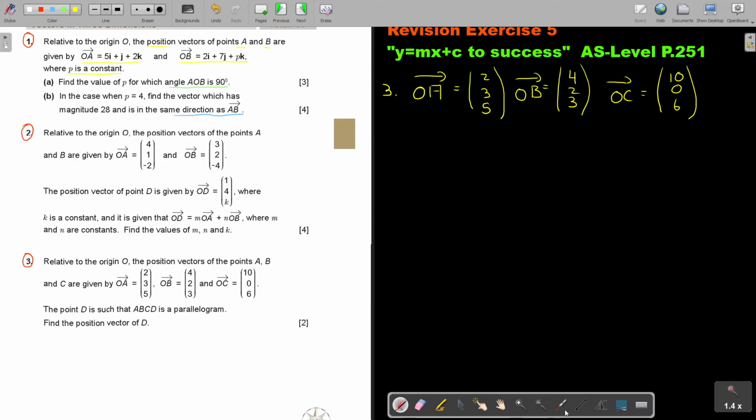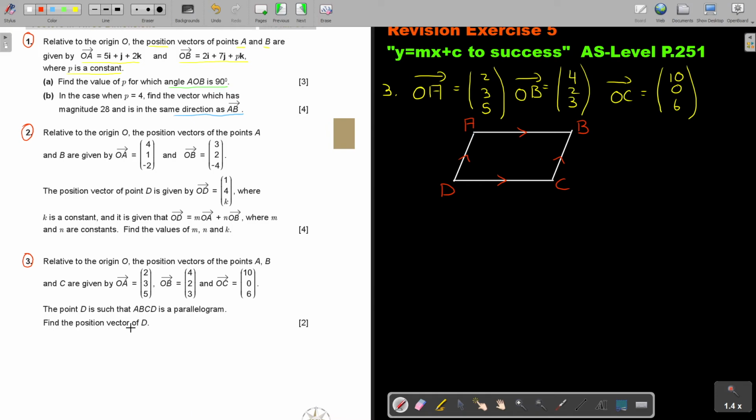Now, I like to first show you that. A parallelogram, okay, let's just use another color. So it's A, B, C, D. So remember with a parallelogram, these sides are equal and parallel, equal and parallel. So just have that picture in your mind. Then find the position vector of D.